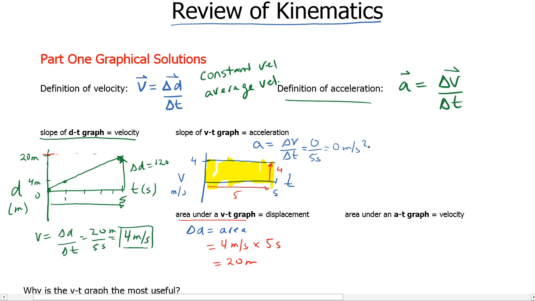Okay, so at the end of the day, if we were to make an AT graph of this same car, it would be 0 all the way through. That's how it would look. The area under the AT graph would be the change in velocity. And there is no change in velocity, is there? It stays the same the whole time.